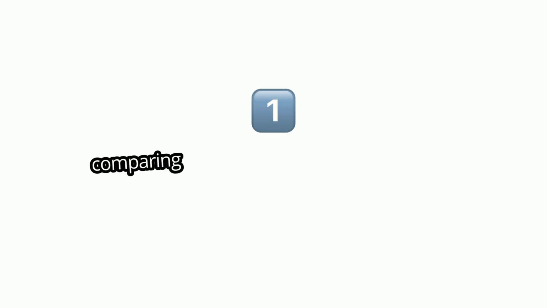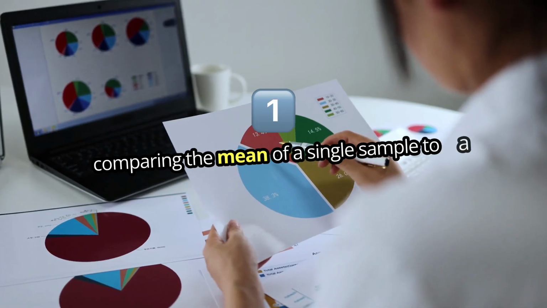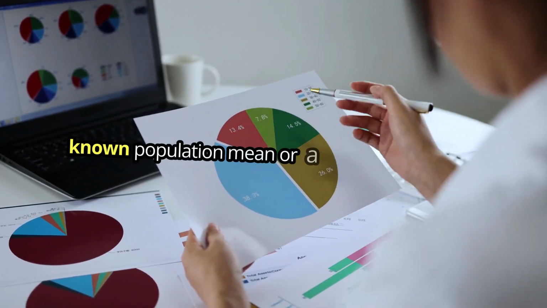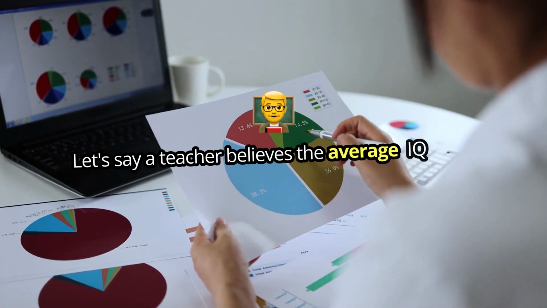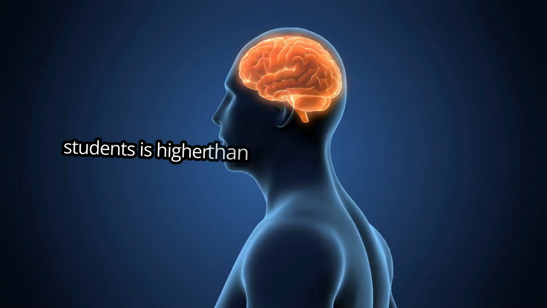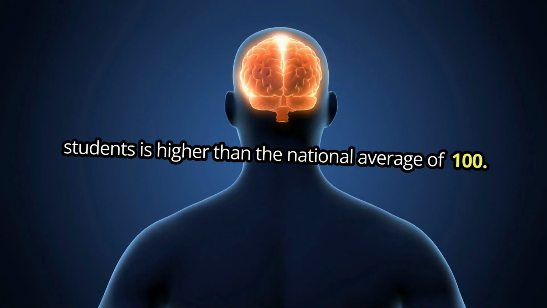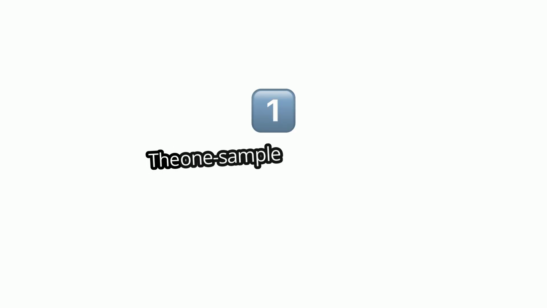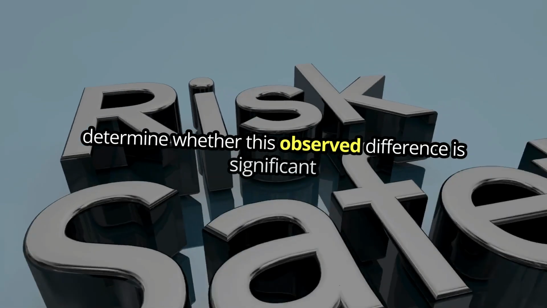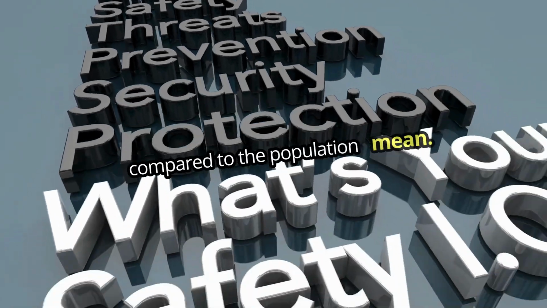Third, the one-sample t-test is used when comparing the mean of a single sample to a known population mean, or a hypothesized value. Let's say a teacher believes the average IQ of her students is higher than the national average of 100. She tests 30 students and finds the class average is 105. The one-sample t-test will help determine whether this observed difference is significant compared to the population mean.